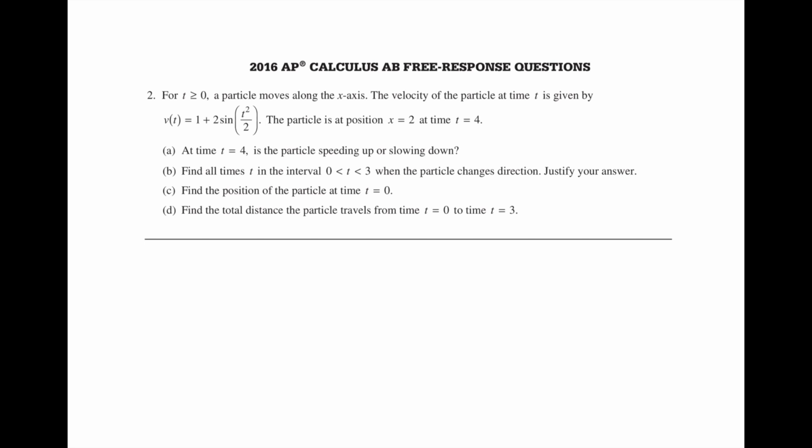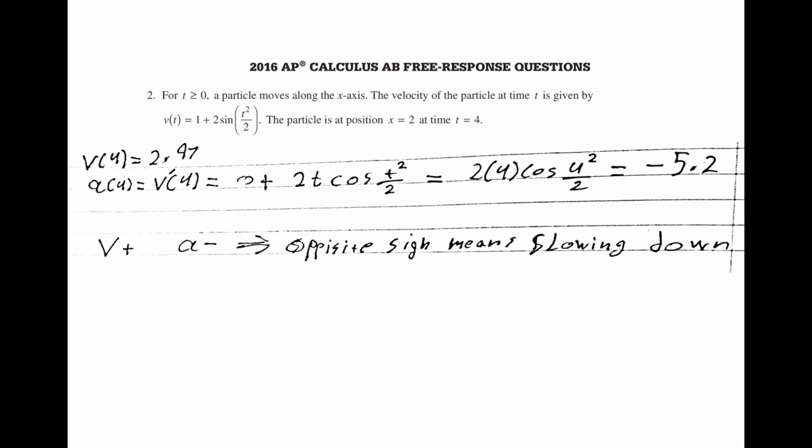Now in this question, they gave us a formula for the velocity of the particle, which is 1 plus 2 sine of t squared over 2. Part A: at time t equals 4, is the particle speeding up or slowing down? In order to know if a particle is speeding up or slowing down, we need to know the sign of both the velocity and the acceleration. To find the velocity at t equals 4, just substitute and get it by calculator. We get 2.97. Now if we want the acceleration, we have to take the derivative.